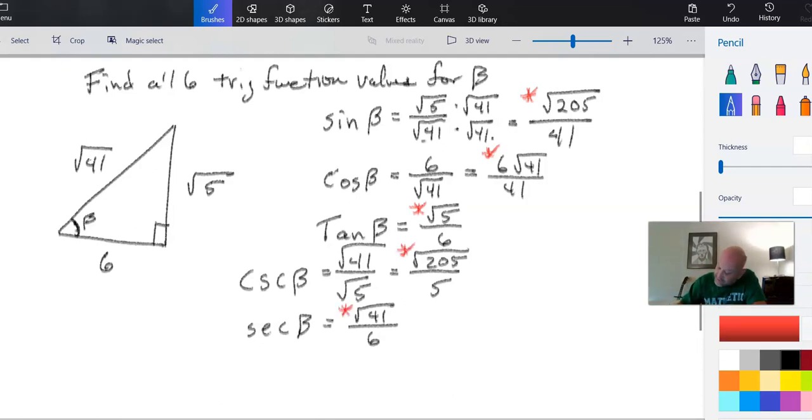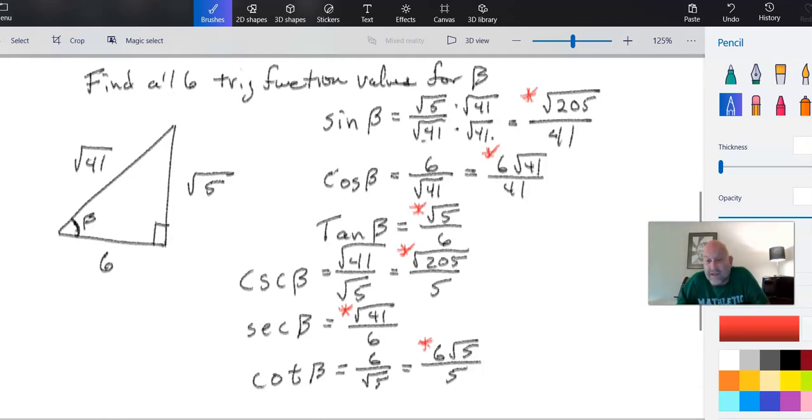And then cotangent is going to be the reciprocal of tangent. So that's going to be 6 over root 5. And if we rationalize the denominator, that's 6 root 5 over 5. Right? And so those are our 6 trig functions. So hopefully you found those.